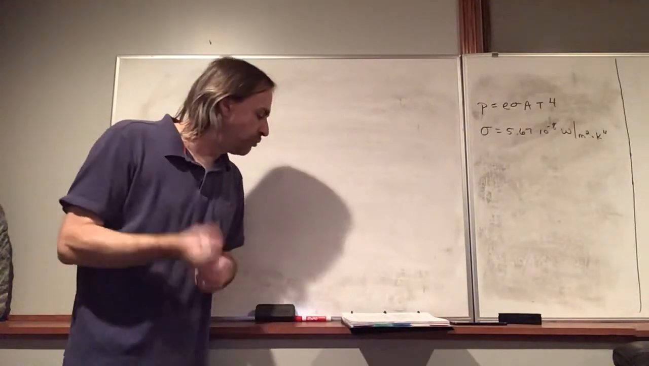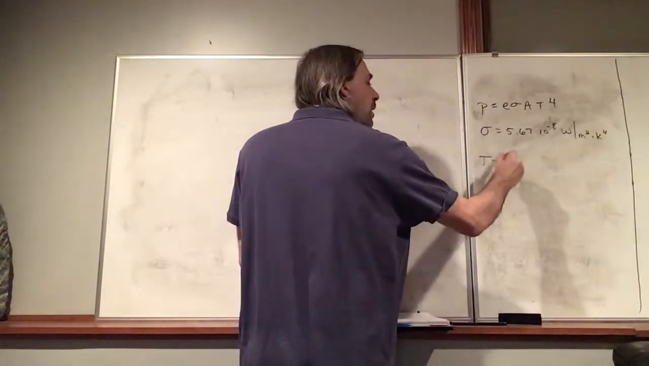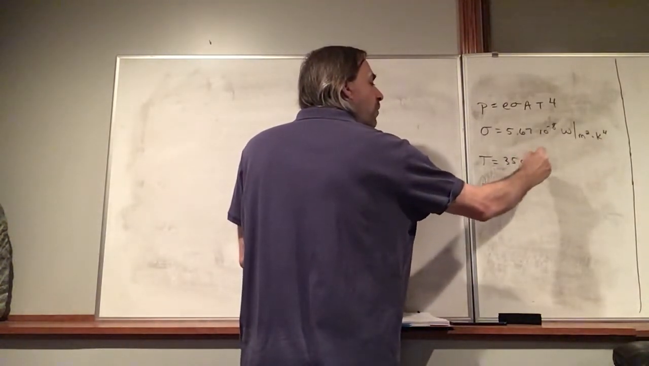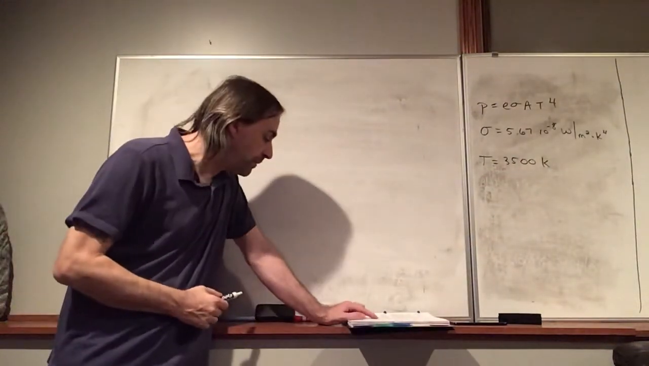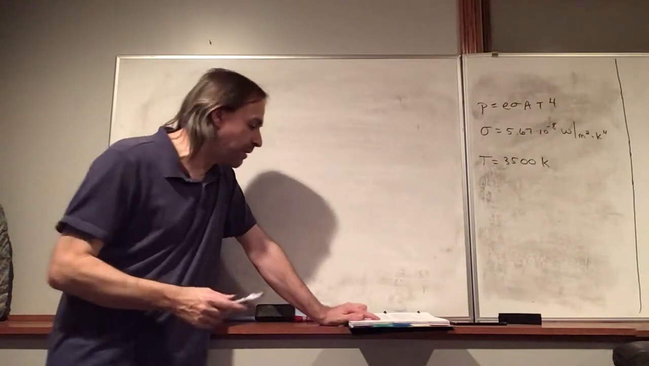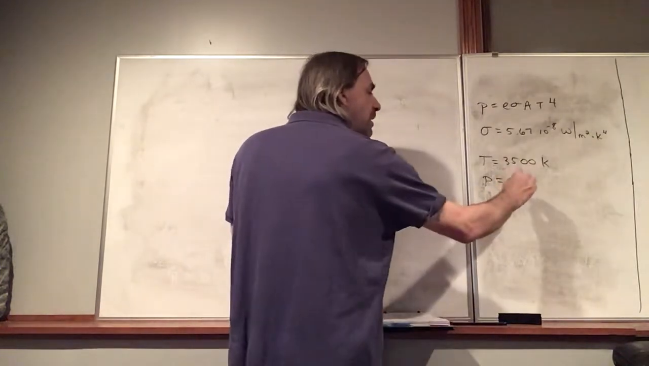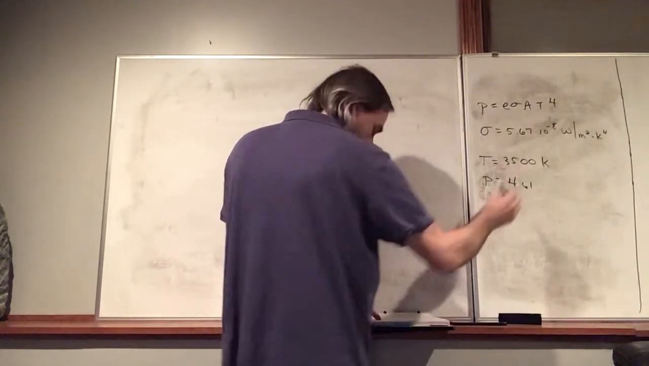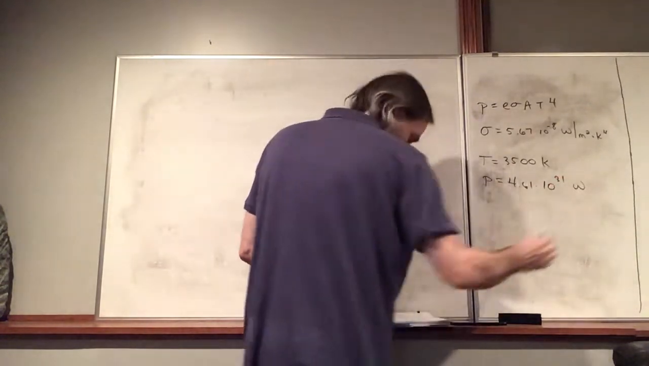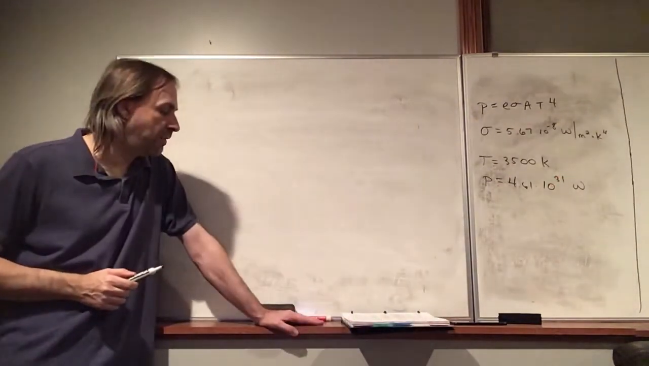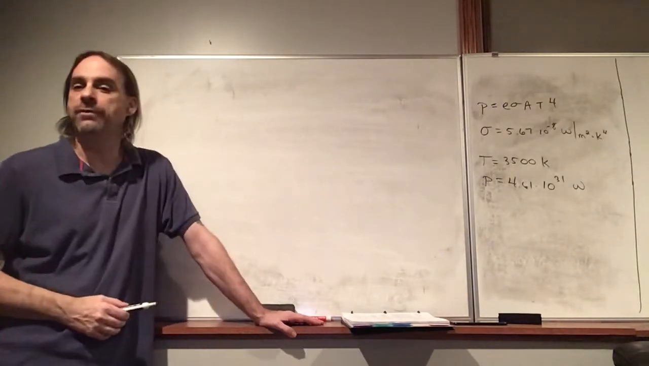Okay, so I've got this problem I really like. The star Betelgeuse has a temperature of 3,500 Kelvin. It's actually a pretty low temperature for a star, and that's because Betelgeuse is a giant, it's enormous. It radiates energy at a rate, so its power, of 4.61 times 10 to the 31st power watts. Now this is kind of an average value.